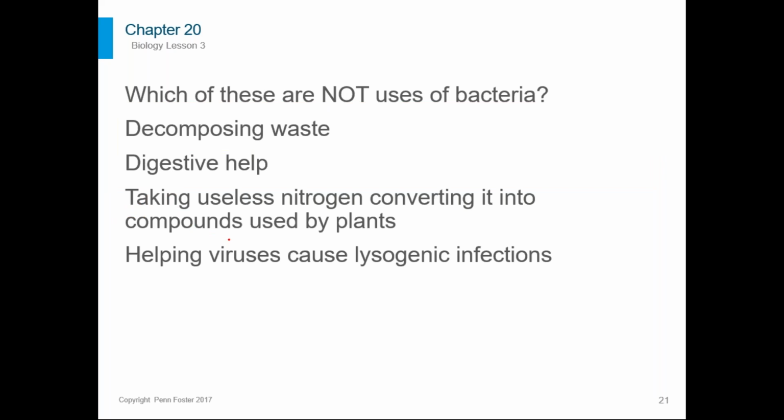And next question, which of these are not uses of bacteria? So three of these things are helpful things that bacteria do for us, and then there's one that is not. So which is not?